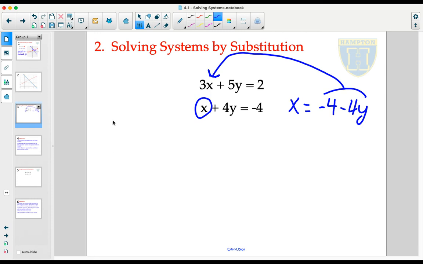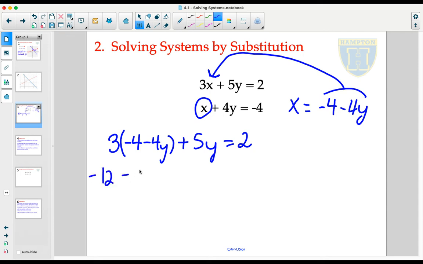Careful not to substitute it into the equation that you just took it from, as that would create a 0 equals 0 situation, which is not going to help you solve anything. So we sub it into the other equation, and we let -4 minus 4y take the place of the x. And the rest of the equation stays the same.